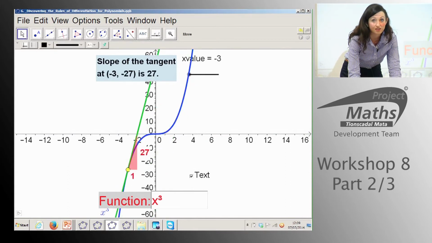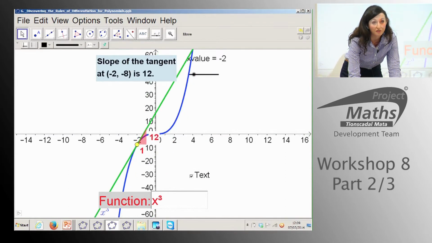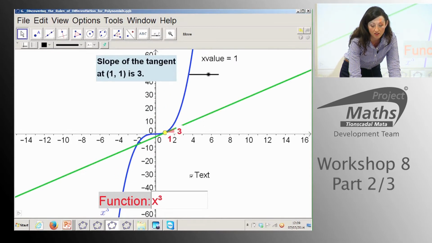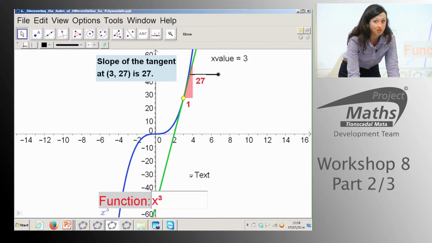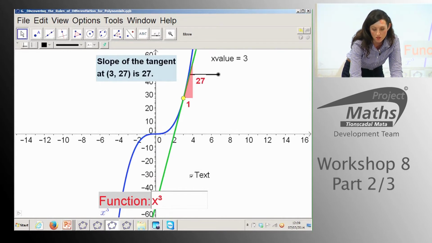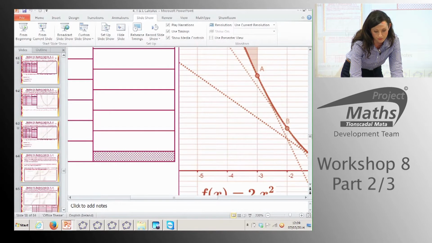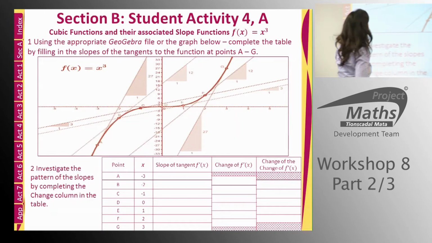Isn't that great? And we can go through all of how the slope is behaving all along that x cubed function. Okay. So I'm going to come back here to my x cubed function. Right, this is it in the T&L.